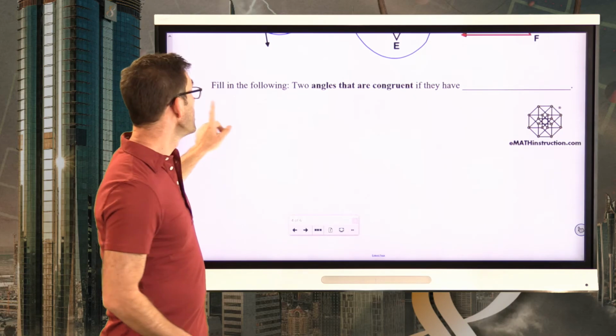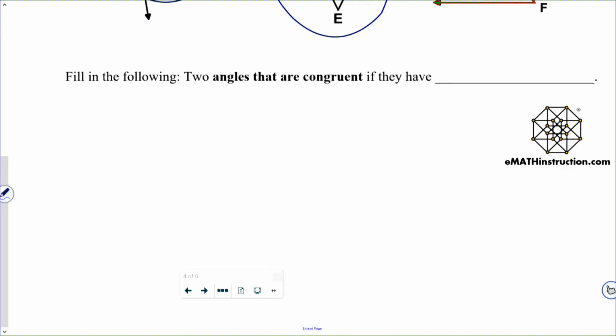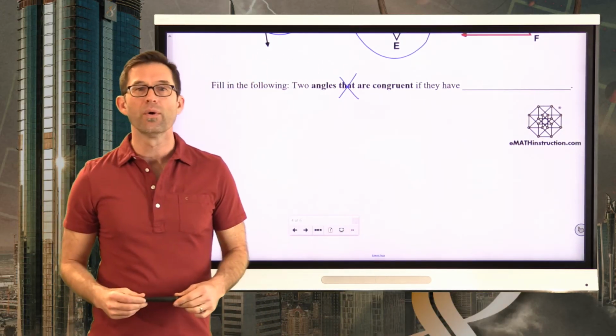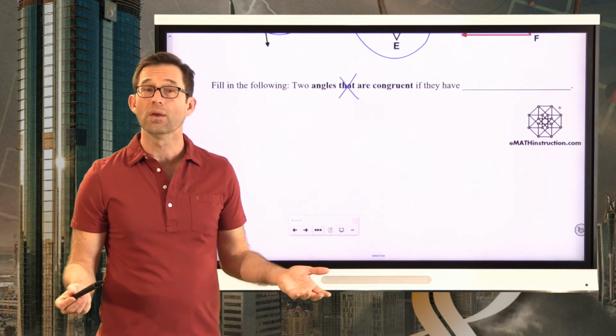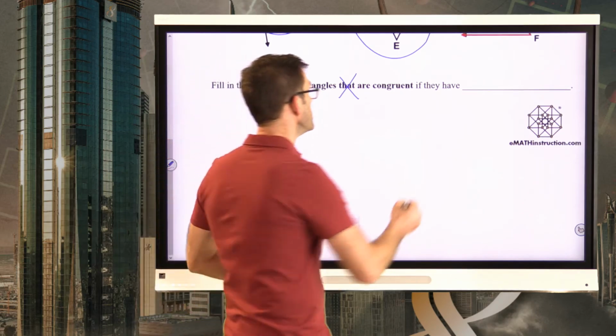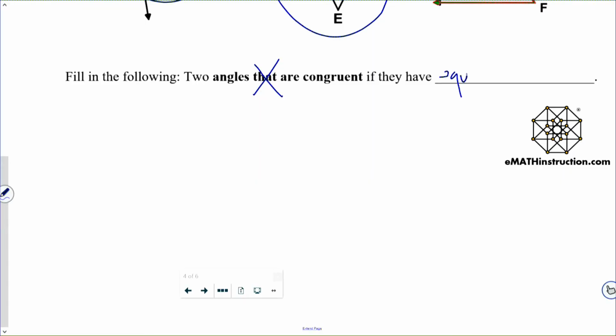Fill in the following: two angles that are congruent if they have... a little bit of bad grammar there. It should say two angles are congruent if they have what? So two angles are congruent if they have equal angle measurements, right? Or equal degree measurements. There we go. Equal degree measurements. And that kind of makes sense.